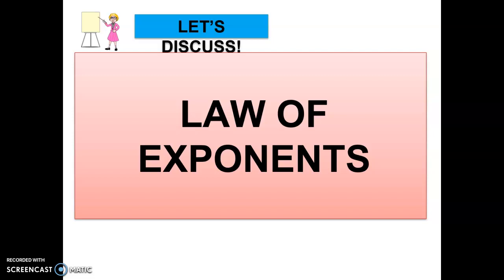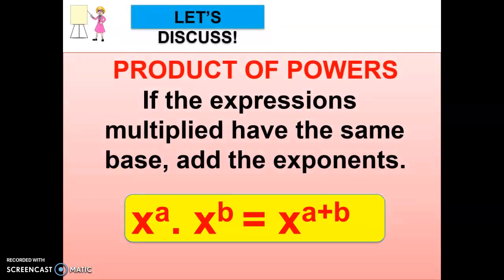So, yung discuss ko po is all about the different laws of exponents para ma-refresh kayo and some examples. First law of exponent is about product of powers, wherein if the expressions multiplied have the same base, ang gagawin po natin is add the exponent. So, ang base po natin dito ay itong x. Kapag pareho po yung bases, ang gagawin natin sa exponent ay add. Ang exponent po ng first base ay a, and then yung base na pangalawa is b. Since same lang po sila, i-add lang po natin.